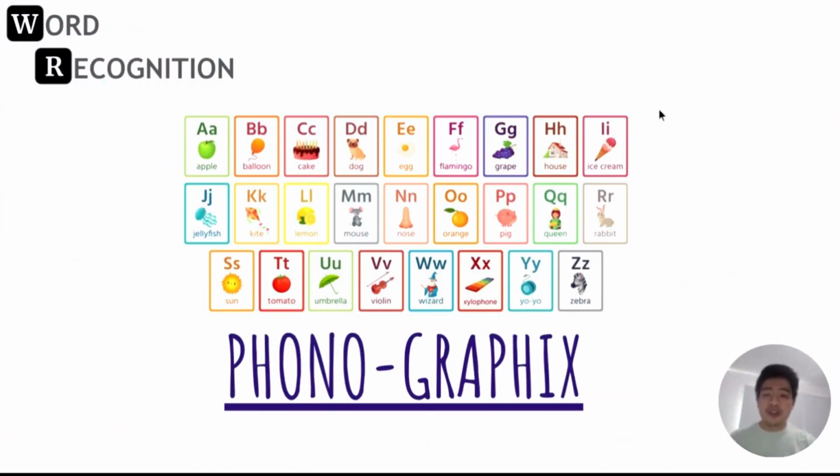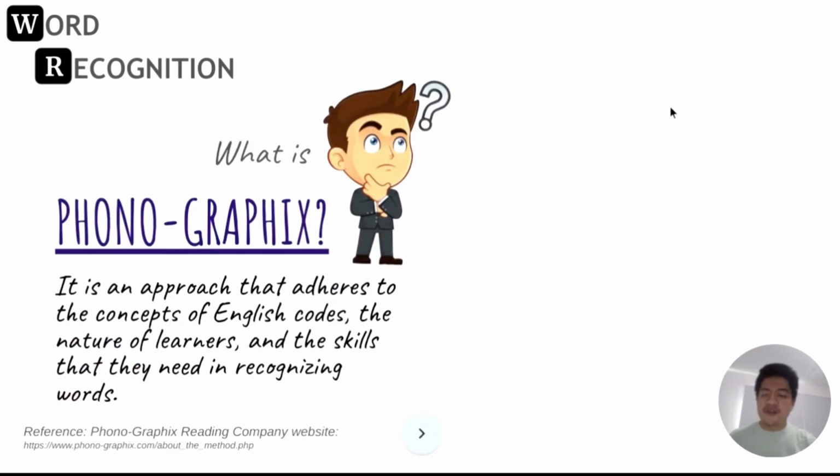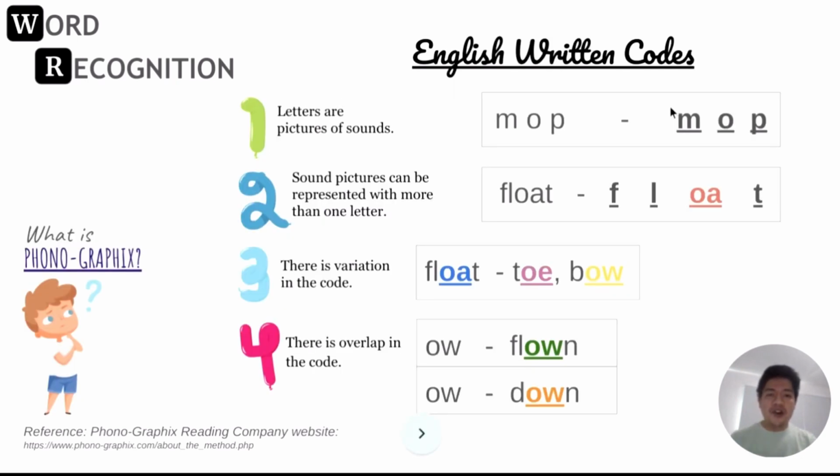Our next approach for the word recognition is called Phono-Graphix. What is Phono-Graphix? Phono-Graphix is an approach that adheres to the concepts of English codes, the nature of learners, and the skills that they need in recognizing words. For the English written codes, first, the letters are pictures of sounds. In the example, the word mop is represented by 3 different phonemes: m, o, p, mop.